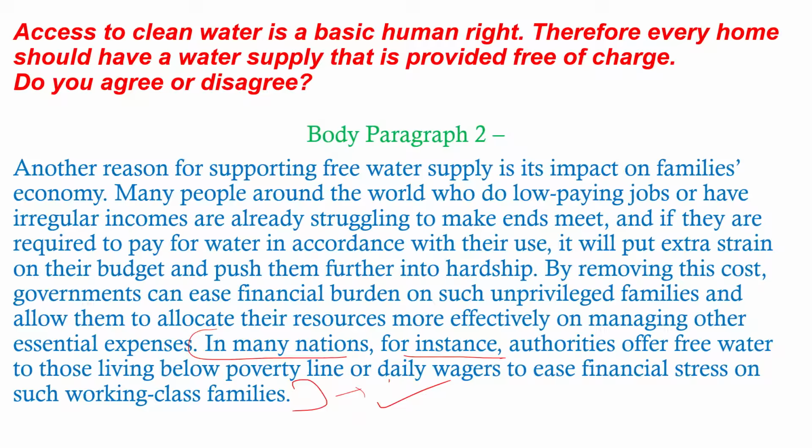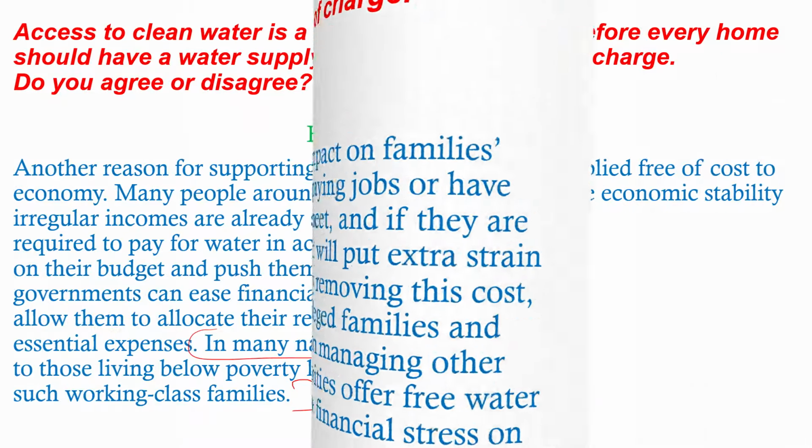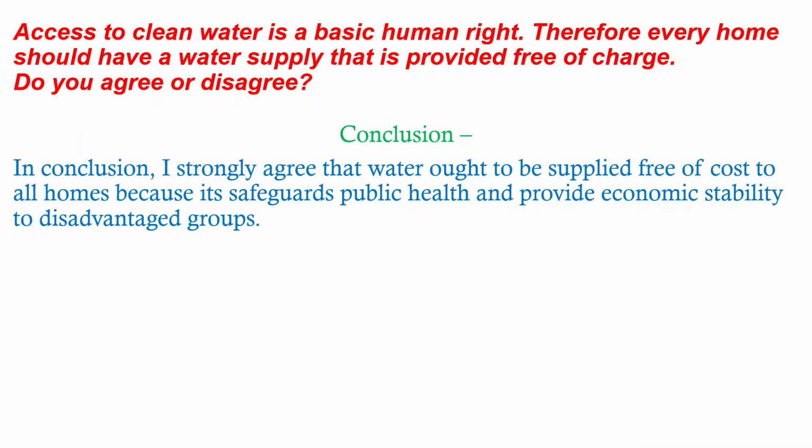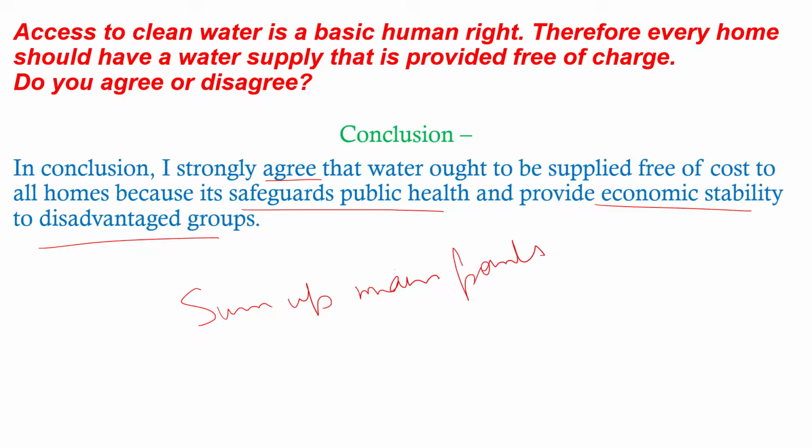Now what will we write? Yes, conclusion. So this is our conclusion. In conclusion, I strongly agree that water ought to be supplied free of cost to all homes because it safeguards public health and provides economic stability to disadvantaged groups. So again, we sum up our main points. I hope it is clear.